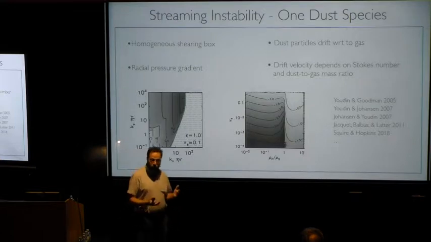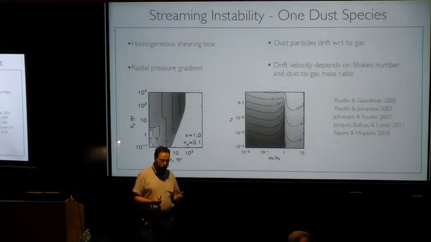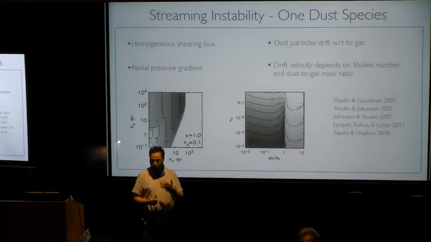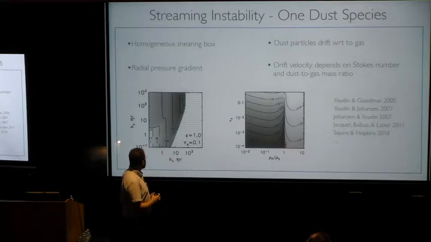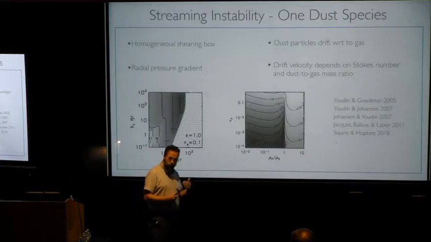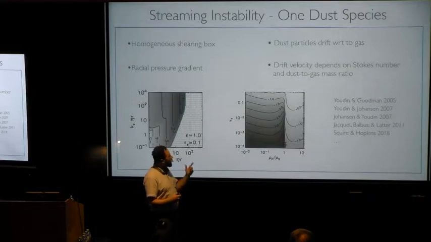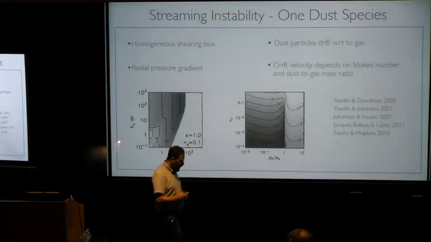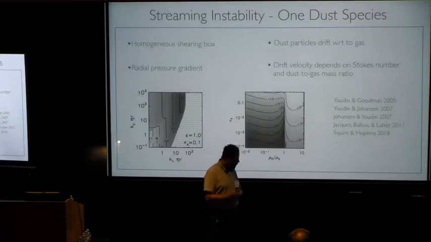The streaming instability is, for the most part, a very local instability, and this makes it amenable, as Jake mentioned, to be studied in a shearing box, a small volume within a larger disk. And the basic ingredients that you need are a radial pressure gradient, which makes the gas rotate in a slightly sub-Keplerian fashion, and therefore the dust particles drift with respect to this gas, and the rate at which they drift depends basically on the Stokes number of that individual particle species and the dust-to-gas mass ratio of that particular dust species.